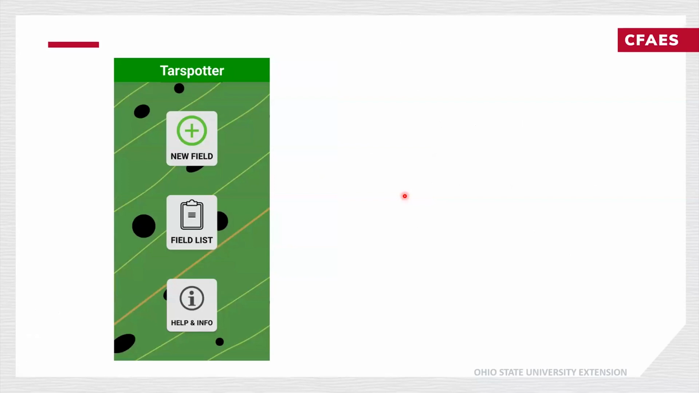If you haven't downloaded this app before, this is that first screen that you'll see. On that first icon, you'll be able to enter in any new fields. Once those are entered, you can enter your nickname for that field and the GPS coordinates. It's going to save that in your field list, that way you don't have to re-enter those every time you use the app.